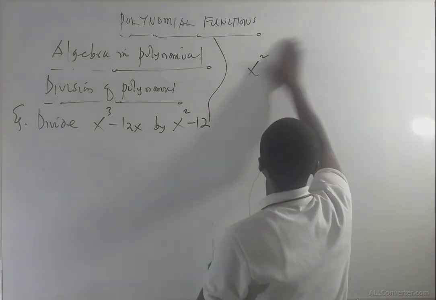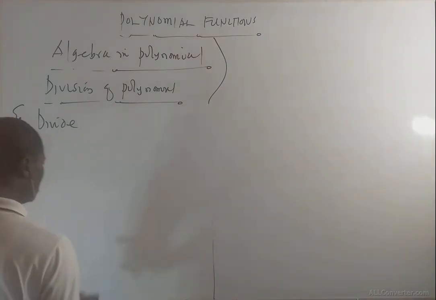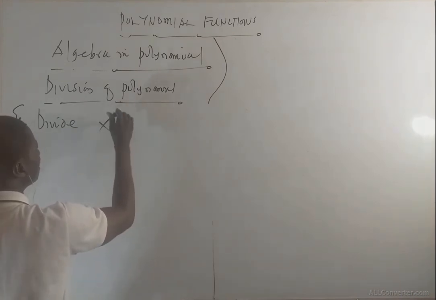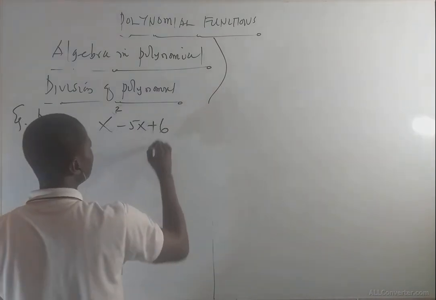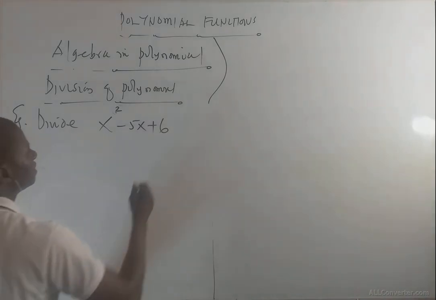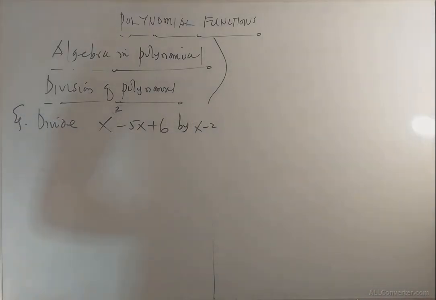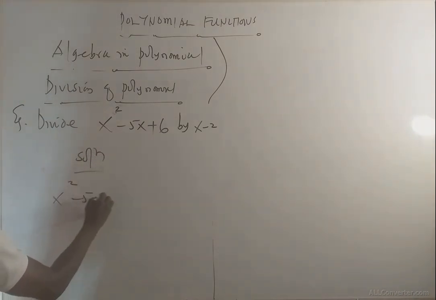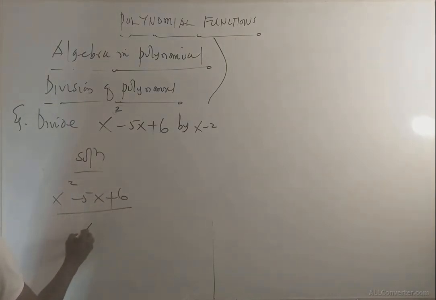When we talk about division of polynomials, let's assume that you are given x squared minus 5x plus 6. We are given x squared minus 5x plus 6, and you have to divide this by x minus 2. So you have to divide x squared minus 5x plus 6 by x minus 2.